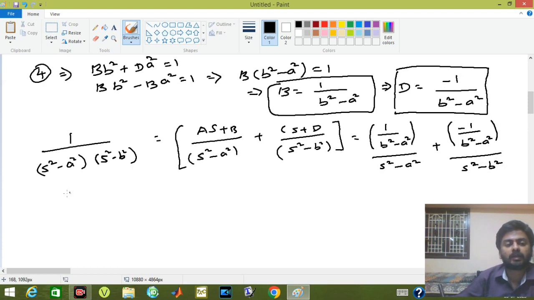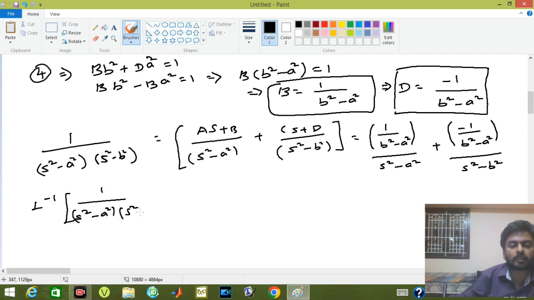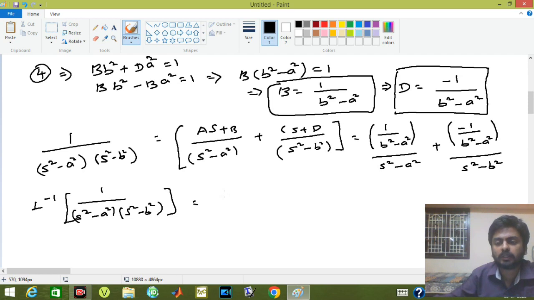So we can take the inverse Laplace transform, L inverse of 1 by (s² plus a²)(s² plus b²) equal to, see, these are constants. What are constants? 1 divided by b² minus a² is a constant, so we can take it outside.